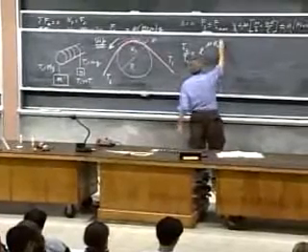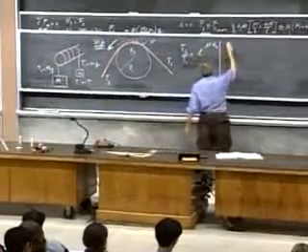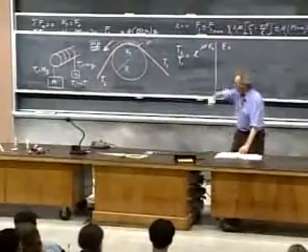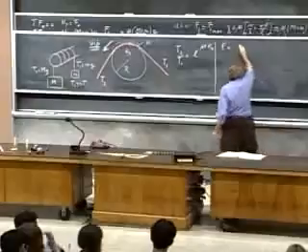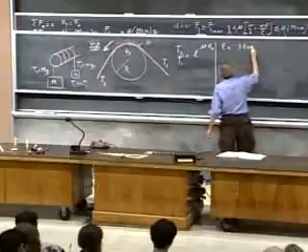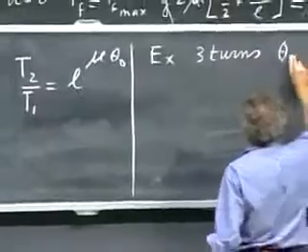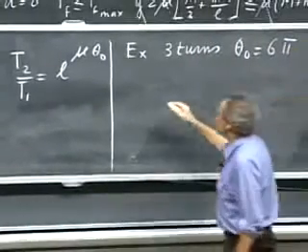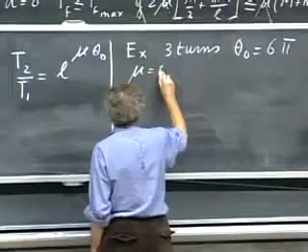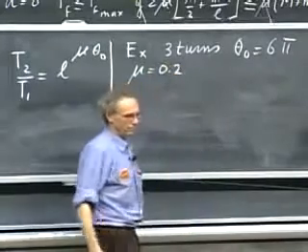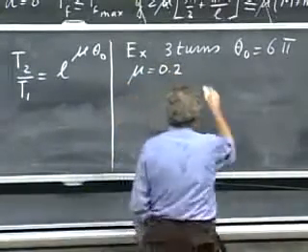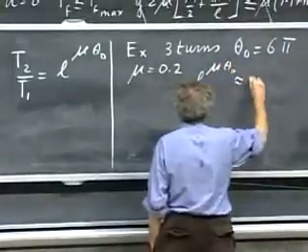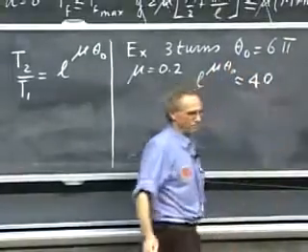So let us take a situation that we take, let's say, 3 turns. We wrap the rope around 3 times. So 3 turns. That means theta 0 equals 6 pi. And that the friction coefficient mu be 1/5, 0.2. So e to the power mu times theta 0 is now about 40.